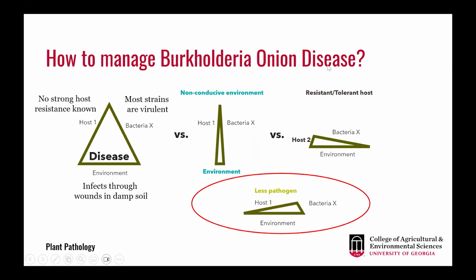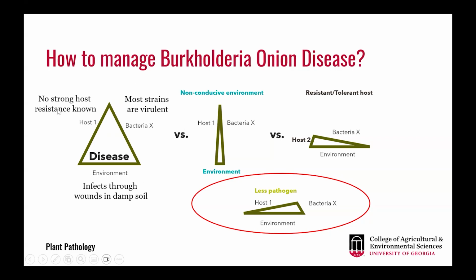Okay, so now we come to the question of, how do we manage these diseases? In plant pathology, we have the concept of the disease triangle. We know that we need three things for disease to occur. You might remember this as like the fire triangle or something like that. So what do we need to have to get disease? Well, we have to have a susceptible host, we have to have a virulent bacteria, and then we have to have the appropriate environment. Now, if we want to look at managing these diseases, we want to manage one of these vertices, one of these angles.